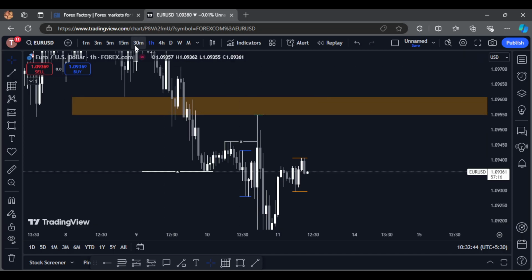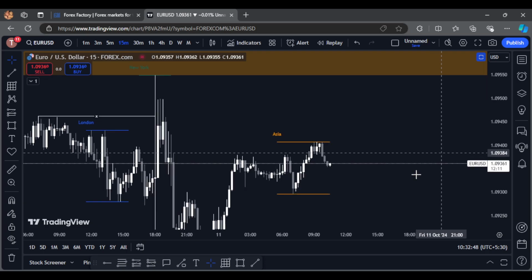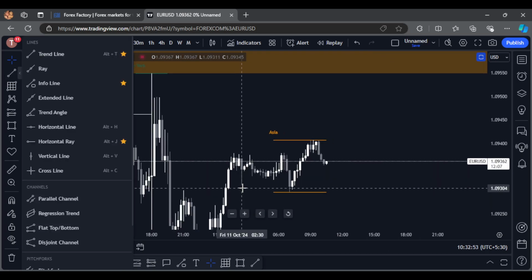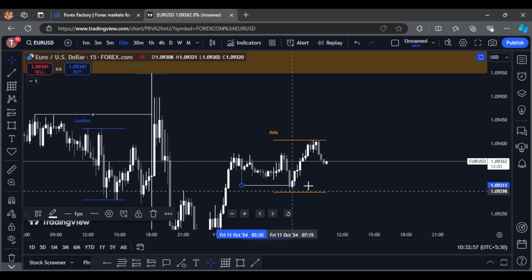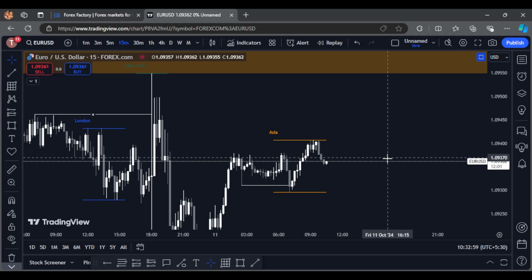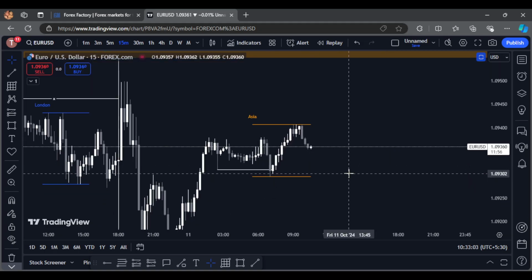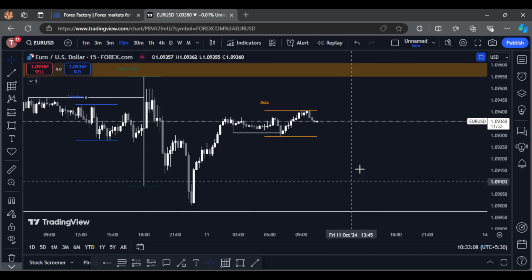So let's move to the 15 minutes directly to see the scenario. So into the 15 minutes, we can see that the price had taken some kind of a liquidity and then moved into the further upside direction. So if we are going to take this strong low, get a close below it, most likely we are going to continue the journey till this level.